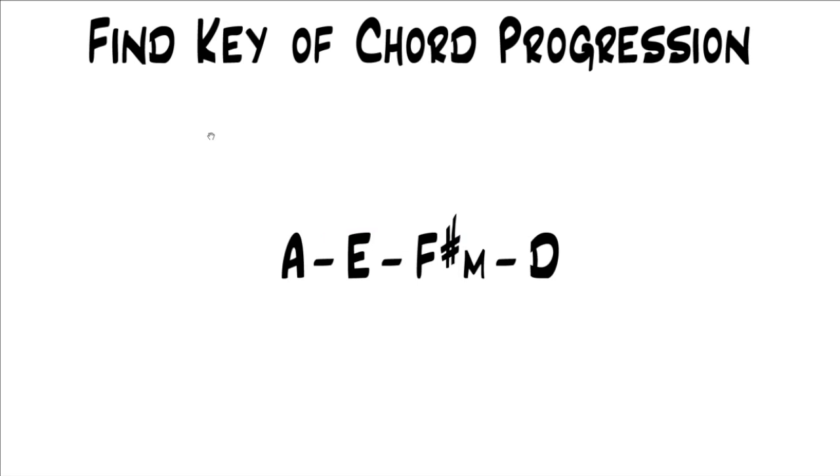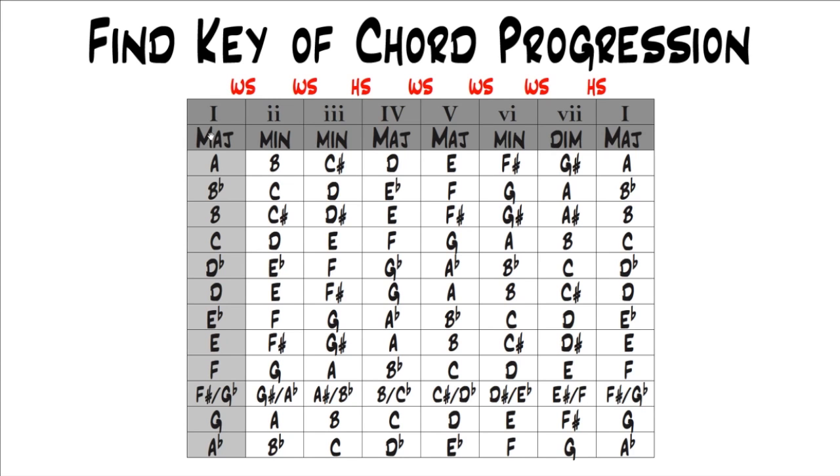If we look at it, it's A, E, F sharp, D. So A is the one chord, E is the 5, F sharp is the 6, and D is the 4. So we know it's a 1, 5, 6, 4 in the key of A.